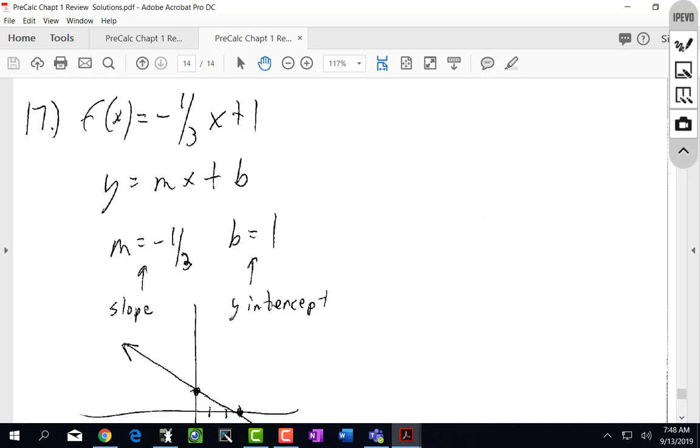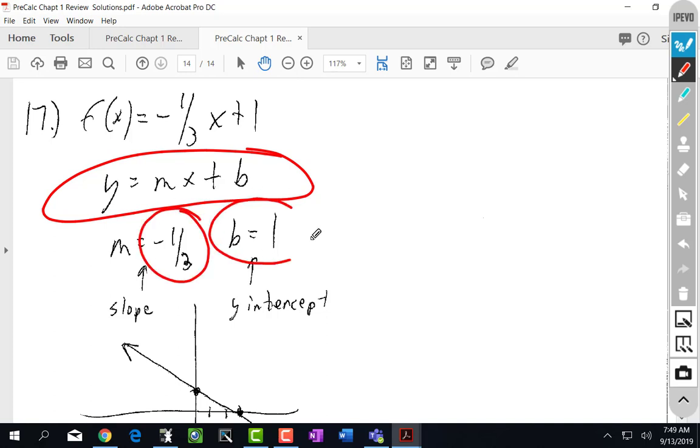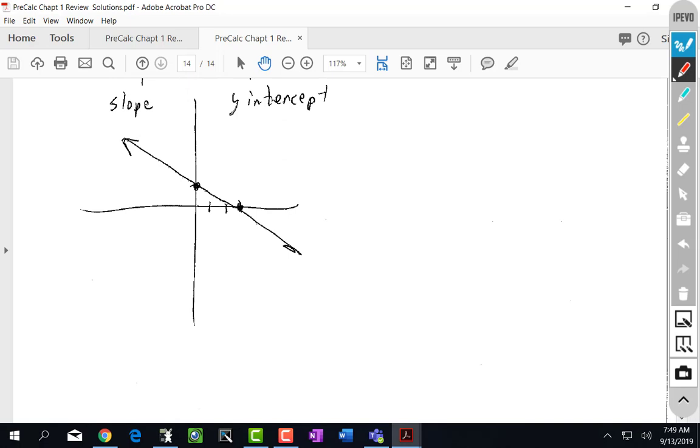Okay, on this last problem, number 17, it just wants me to sketch the graph of the linear function. So sketching this graph, y equals mx plus b. Remember, m is your slope, negative 1/3. b is the y-intercept, which is equal to 1. To graph this, we can go to our y-intercept, which is at 1. So I put a dot here at 1, and now my slope is negative 1/3, so I'm going to go down 1 and over 3. Going down 1 and over 3, there's my second point. I draw in my line, and that is what my graph looks like.